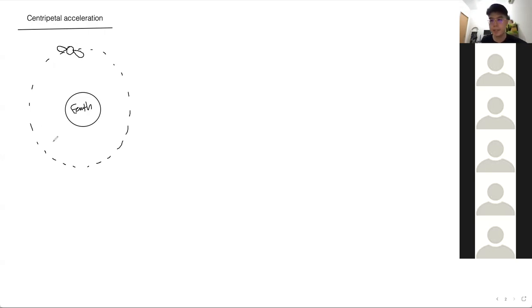How do objects keep themselves in orbit? Just like the Earth rotating around the sun. How does the Earth keep itself in orbit? How do other planets keep themselves in orbit?